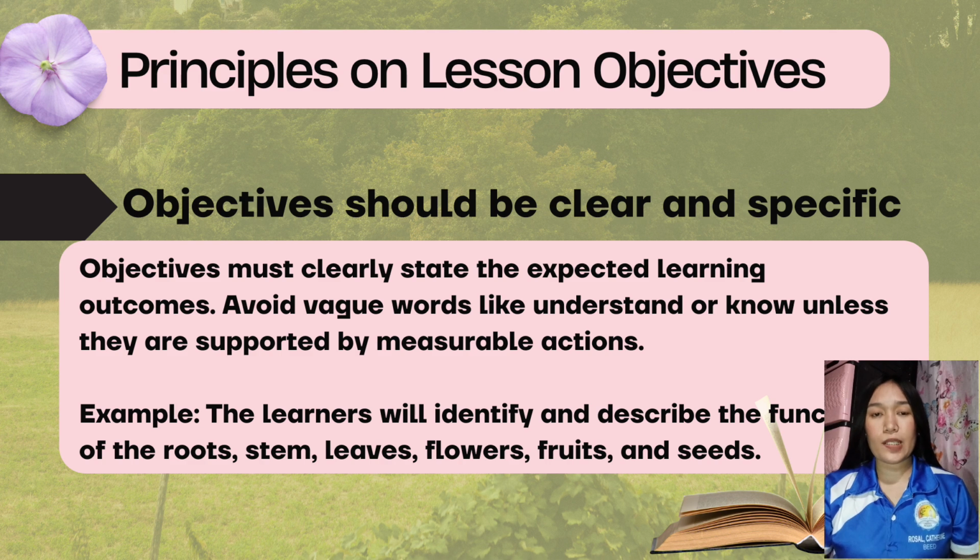The second principle is that objectives should be clear and specific. Our objective must clearly state the expected learning outcomes. We need to avoid vague words like understand or know unless they're paired with a measurable action. Because how do we really measure if someone understands something? For example, instead of just saying understand plant parts, we say the learners will identify and describe the function of the roots, stem, leaves, flowers, fruits, and seeds. So that's specific and leaves no room for guessing.